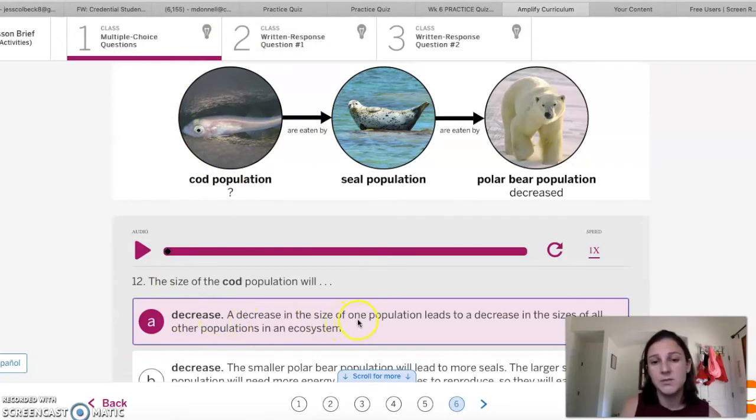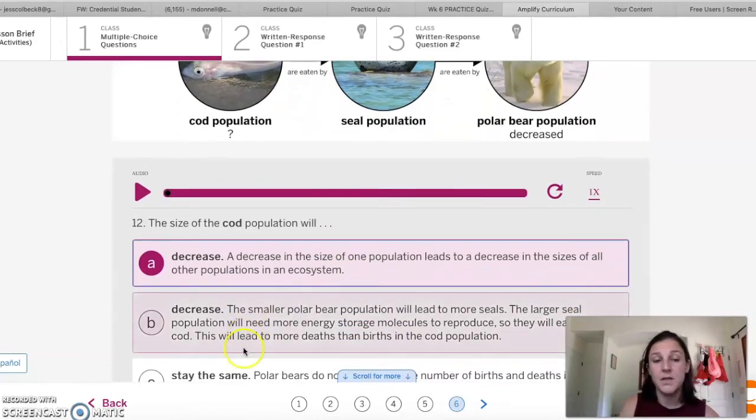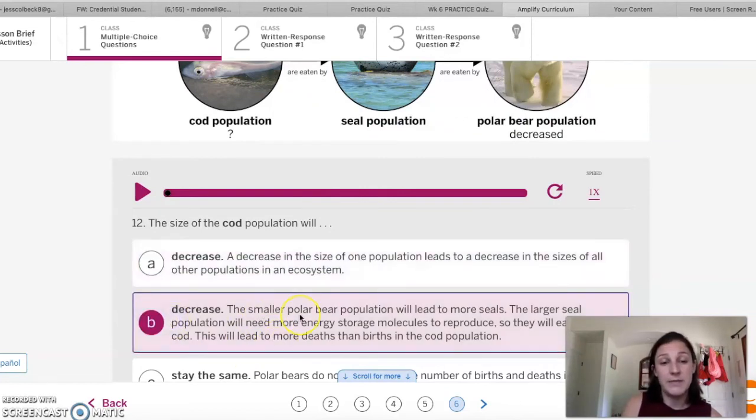This says that the size of one population leads to a decrease in sizes of all other populations. Well, that's not true, right? Because we just said if the polar bear population goes down, then the seal population will go up. So it can't be A. So a decrease, let's talk about B, a decrease.